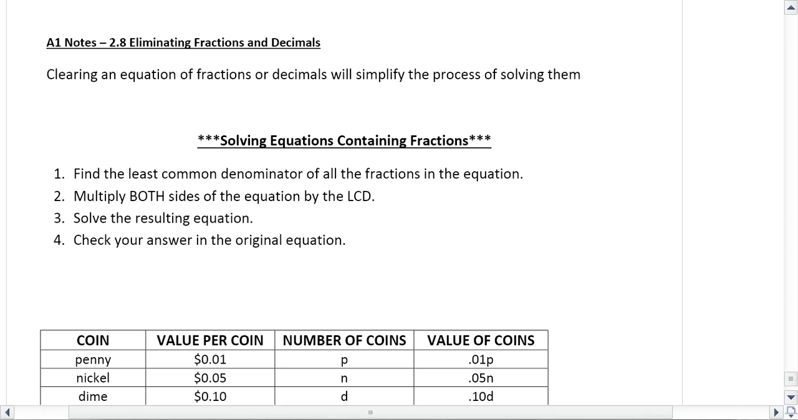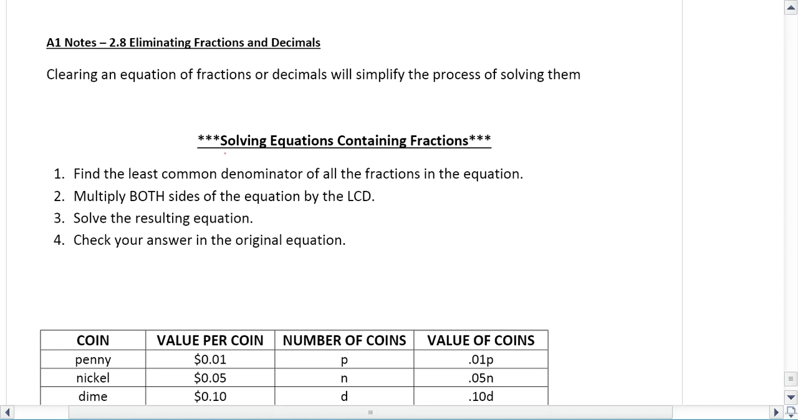This video is for Algebra 1, Chapter 2, Section 8, Eliminating Fractions and Decimals. So in this section, we're going to learn how we can clear up things in an equation that make it difficult for us to solve. If an algebraic equation has a whole bunch of fractions in it, we'll learn a skill, a tool we can use to get rid of the fractions to make our life easier. And the same thing with decimals. So first, I guess I just put this in a list format.